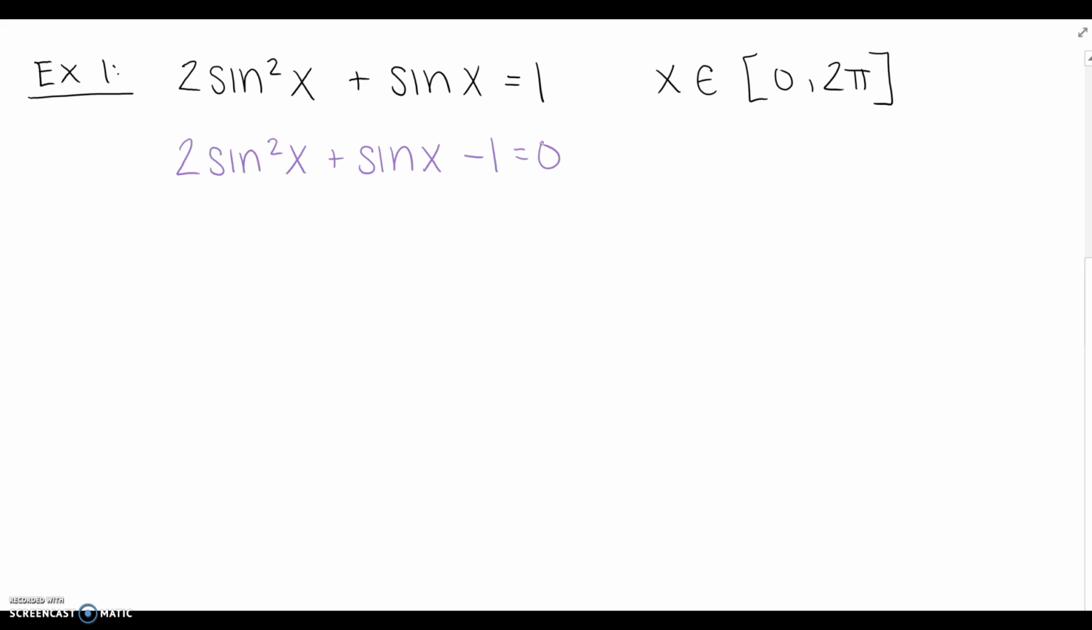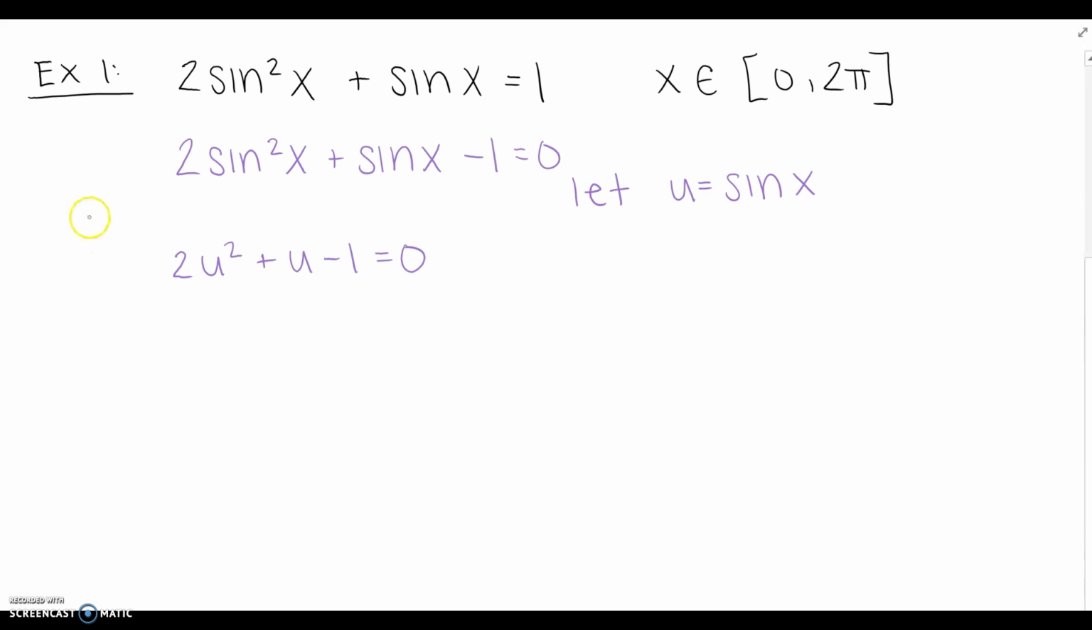So now you'll see we've got something squared, and we've got this by itself, and then we have our c value. This is like when we did this earlier in the year. We're going to use u substitution and let u equal sine of x, and it just looks a little bit easier. So it'll be 2u squared plus u minus 1 equals 0. And that's just a lot easier to deal with.